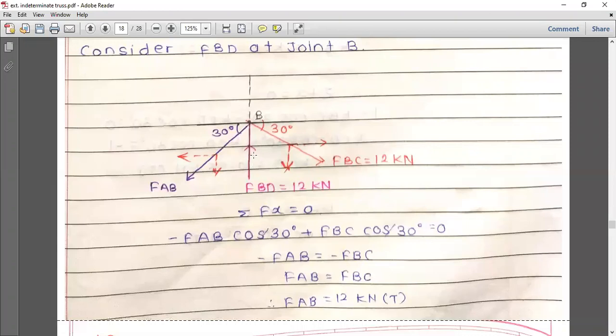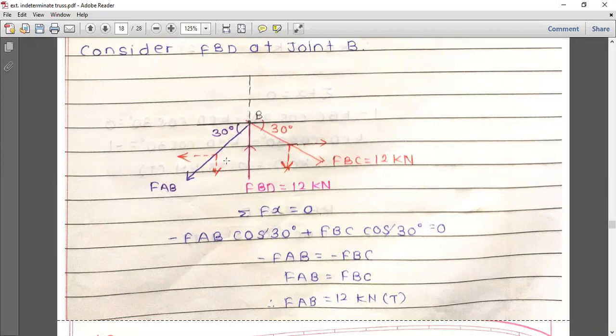So previously we have got it as compression, so we are taking the direction of this arrow towards joint, it is compression. Now the unknown in this free body diagram is only the force in member AB. So we'll assume the nature of force in member AB as tensile. Of course tension means arrow away from the joint. So we have shown this arrow away from this joint.